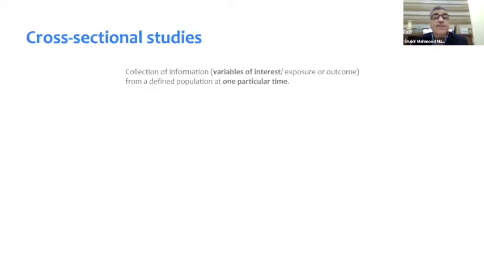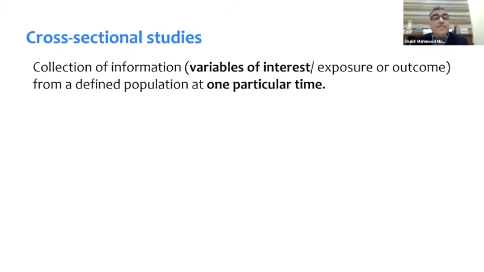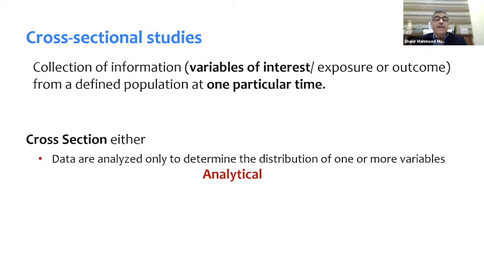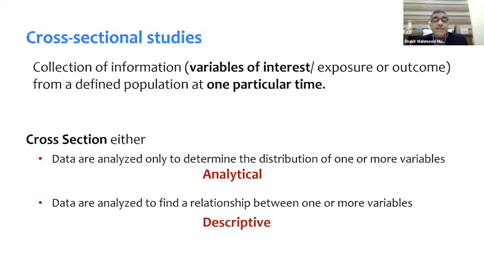A cross-sectional study, which we called descriptive. Here we have a collection of information from a defined population at one particular time. Cross-sectional is either analytical, when we try to find a link between variables, or descriptive, when we just describe things.